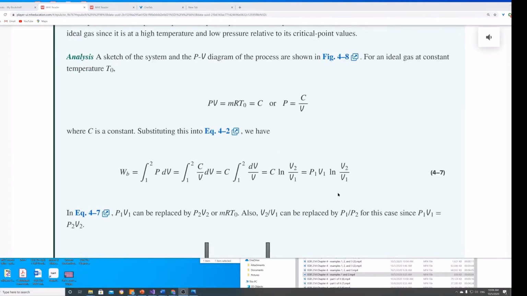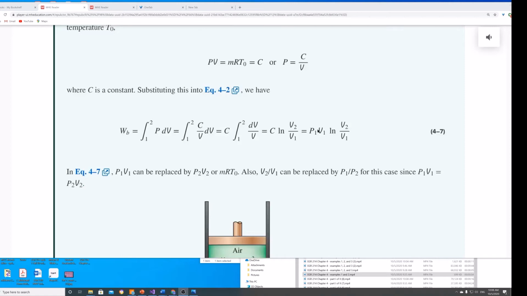A couple of other notes: from this, you could have made this substitution. We don't need to because we know the final volume and the final pressure. But if you had needed to, you could have said V2 over V1 is just P1 over P2, since we have this relationship. All right, so now we have everything we need to solve this problem.